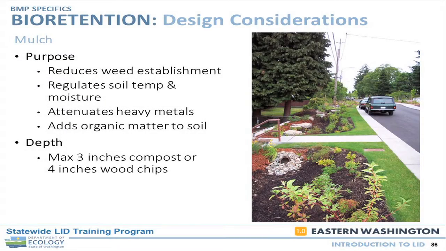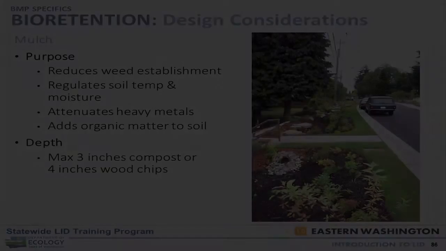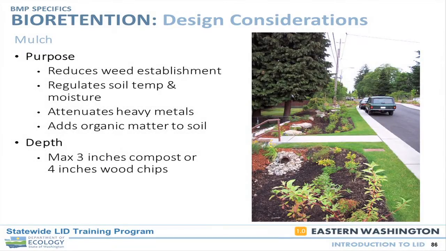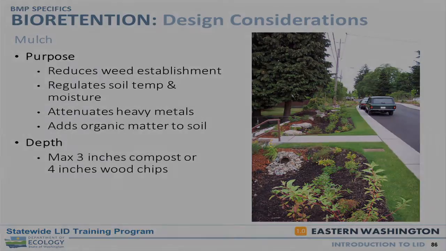So as it matures, especially this is compost mulch, as it matures, the biota kind of mixes that into the soil. Depth considerations: usually you want to have a max of 3 inches for compost and 4 inches for wood chips. Gravel is also an option, especially when you have a very dry palette. Using a gravel mulch can help retain moisture and hold back weed growth. And it's one I've seen used on a lot of Eastern Washington applications.